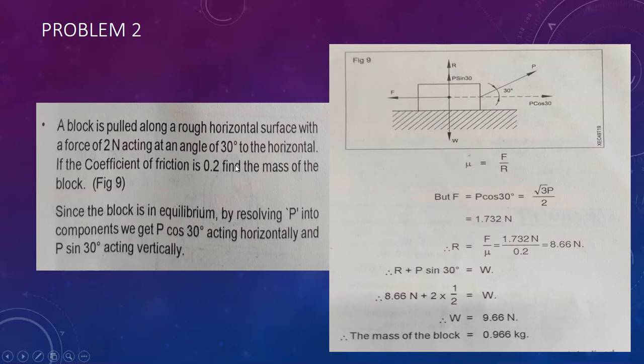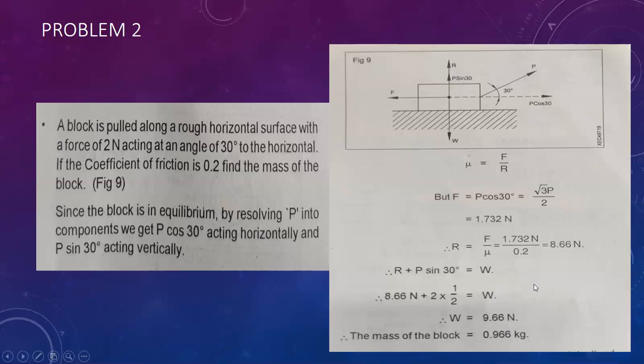You know that the coefficient of friction is 0.2. Using this equation, R will be equal to F by mu. F is 1.732, which you get from before, and mu is equal to 0.2. So R is 8.66 Newton. Then you have to find R plus P sin theta in the vertical direction. R plus P sin theta is equal to W. R is 8.66, plus P is 2 into sin theta, sin 30 is 1 by 2. So the 2 cancels, plus 8.66 Newton plus 1 equals W. So 9.66 Newton. W is equal to 9.66 Newton.